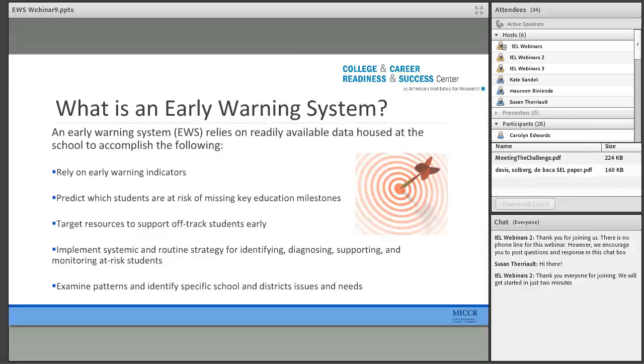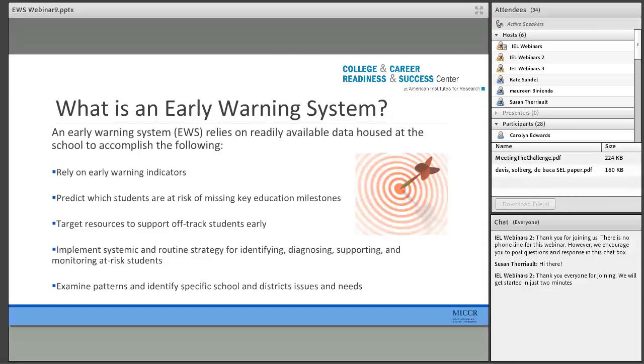An early warning system relies on early warning indicators, and that distinction is really important because there is a difference between indicators and the system as a whole, and I'll go through that in a moment. The indicators predict which students are at risk of missing a key educational milestone. This started with identifying students at risk of dropping out or not graduating from high school, and the concept has expanded quite a bit since then to identify students at risk of missing other key milestones, such as reading by the end of third grade in Massachusetts, or even the likelihood of enrolling and persisting in college. An early warning system is used to target resources to support off-track students early.